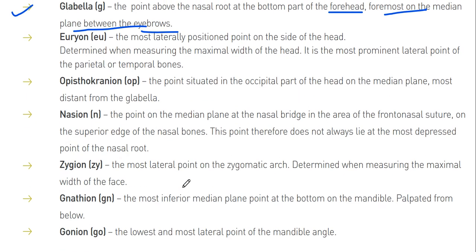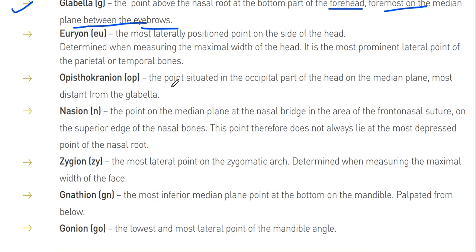Now coming on to opisthocranium. See, this document is, I think, from some university, German or Russian. Because of that they have used K, but generally in Indian reference we use C, opisthocranium. Now it's a point situated in the occipital part of the head. This is the key word, the occiput area of the head, on the medial plane, most distant from the glabella.